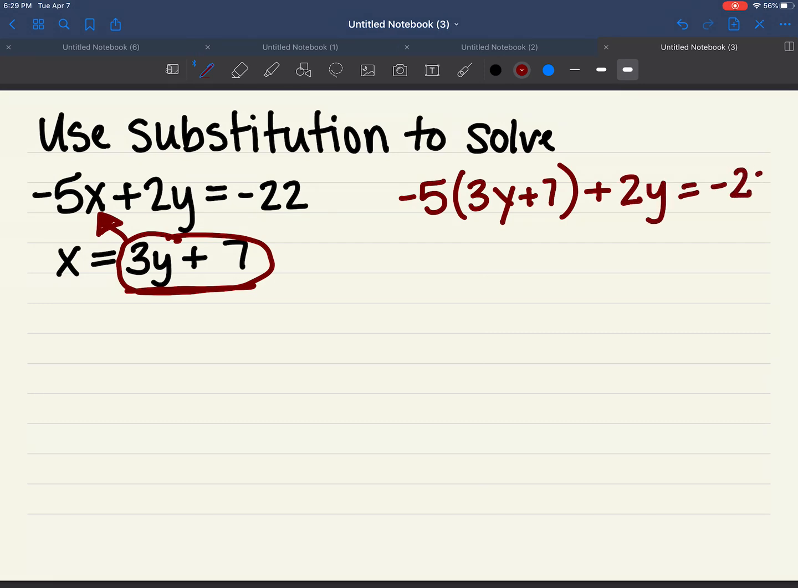And then everything else from that top equation stays the same. All right? Now before we solve, we need to get rid of these parentheses. We do that by distributing. So if I distribute that -5 through, -5 times 3y would give you -15y. -5 times 7 is going to give you -35.